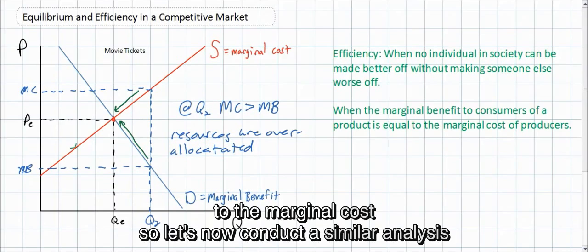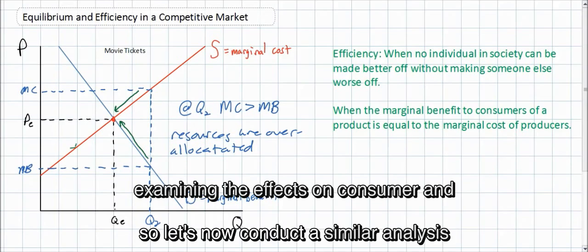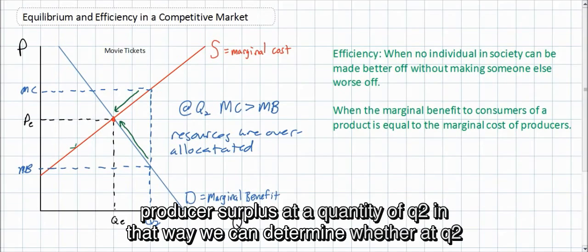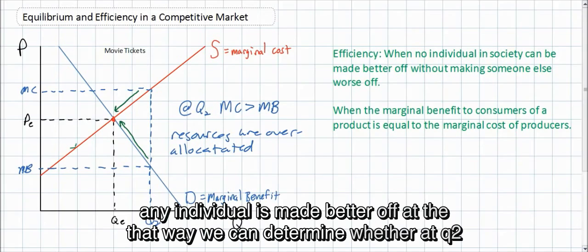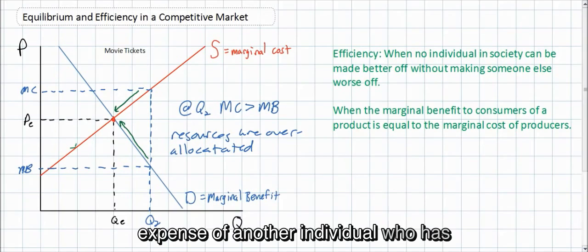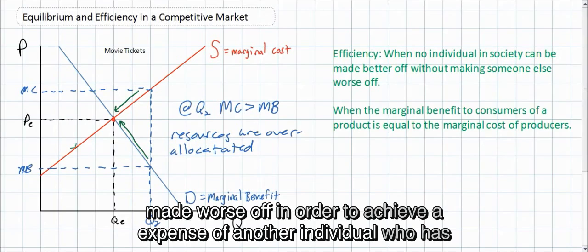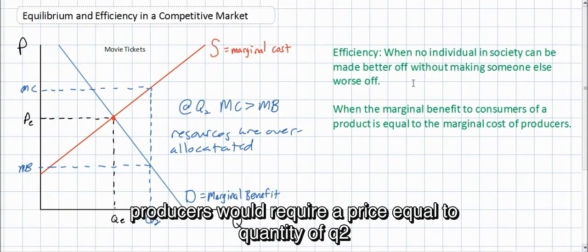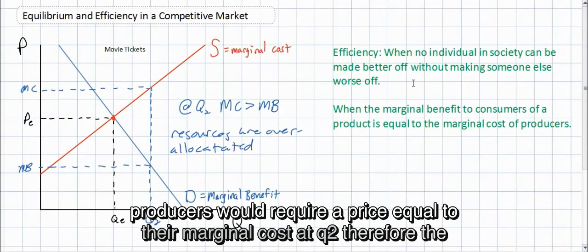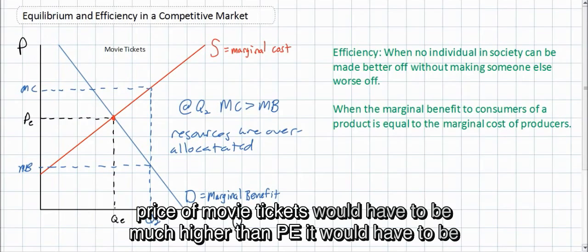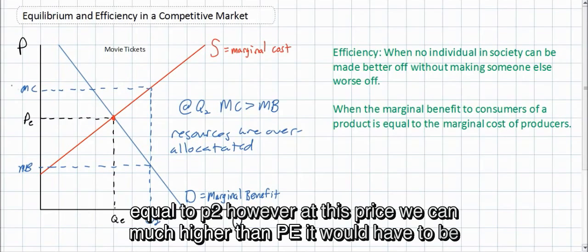So let's now conduct a similar analysis, examining the effects on consumer and producer surplus at a quantity of Q2. In that way, we can determine whether, at Q2, any individual is made better off at the expense of another individual who is made worse off. In order to achieve a quantity of Q2, producers would require a price equal to their marginal cost at Q2. Therefore, the price of movie tickets would have to be much higher than PE. It would have to be equal to P2.